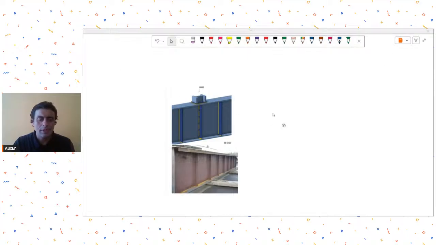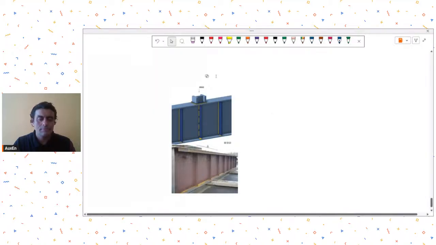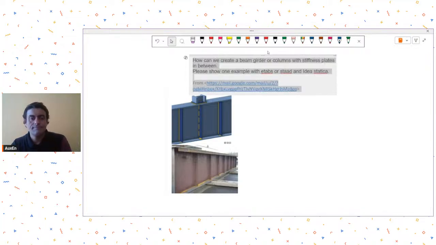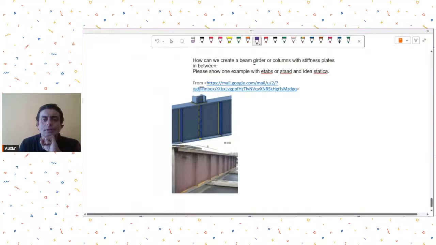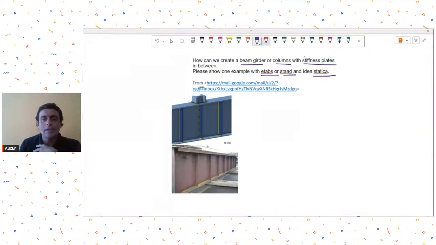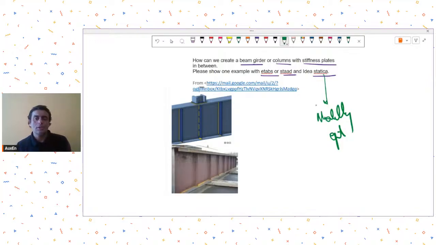Hello sir, how can we create a beam girder or column with stiffener plates in between in ETABS, STAAD and IDEA StatiCa? So in IDEA StatiCa, there are modeling options available which you can use to model the stiffeners. I cannot show it online in the live session like this, but there are modeling options that you can use for creating the stiffener plates.